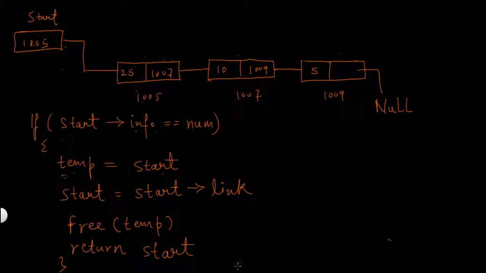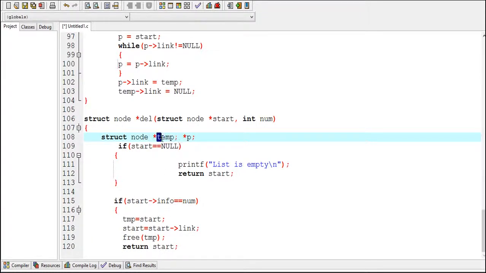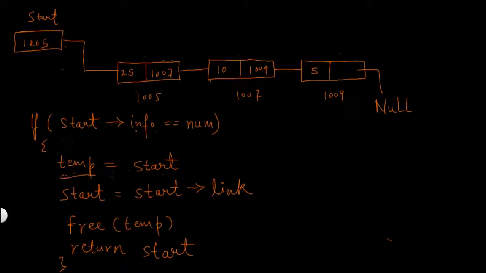Now the first thing you should do is assign temp the address of the node which will get deleted. If this if statement is true, then the first node will get deleted, and temp will store the address of the first node that will get deleted, because start always stores the address of the first node in the list, which according to this example is 1005. Now with the help of this statement, the first node will be removed because start is storing the address of the first node in the list.